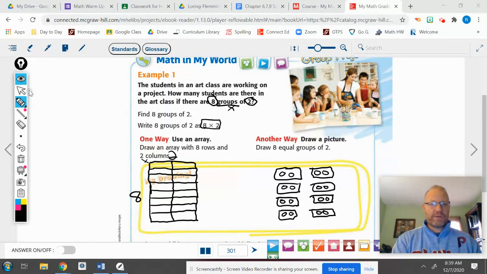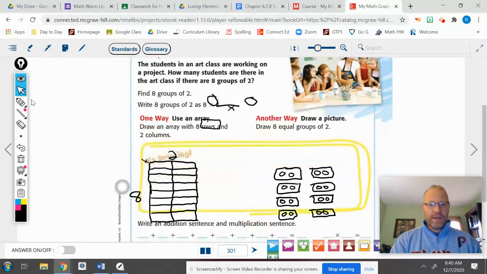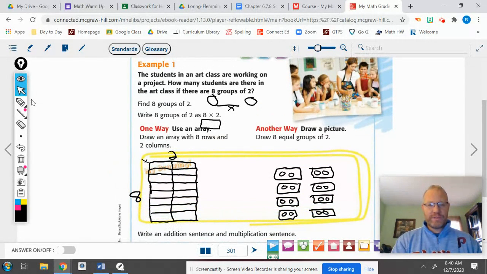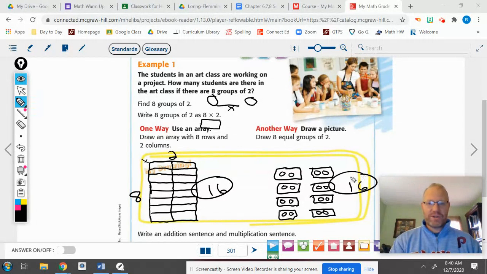The idea here is that we were showing 8 groups of 2. And the whole point of this is to be able to say that I am counting by 2s 8 times. So 2, 4, 6, 8, 10, 12, 14, 16. Or you can come over here and say 2, 4, 6, 8, 10, 12, 14, 16. So the ultimate goal here is to be able to show with our drawing that we know that 16 is our total after we do 8 groups of 2.